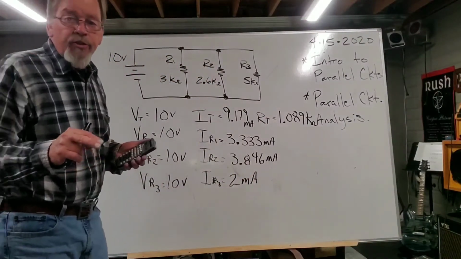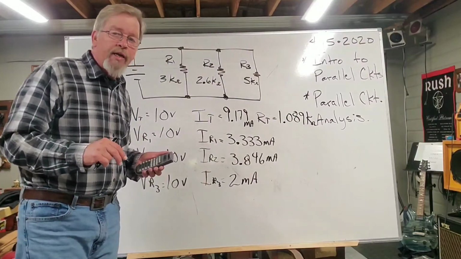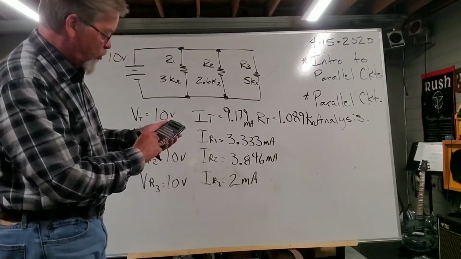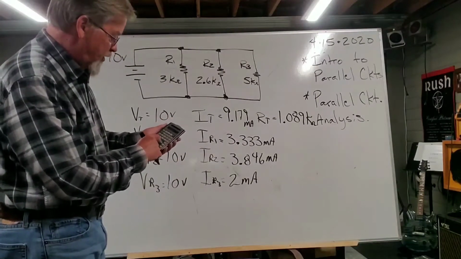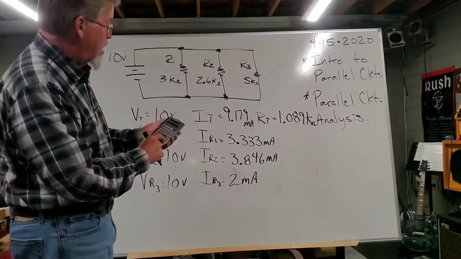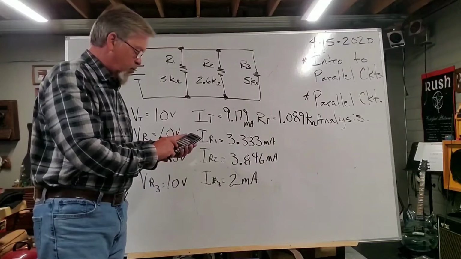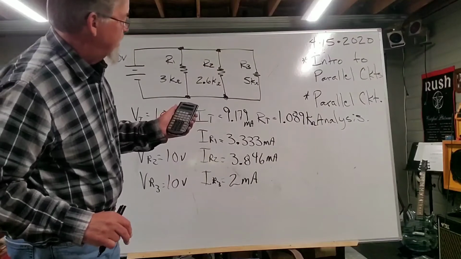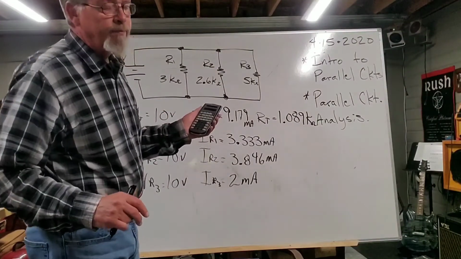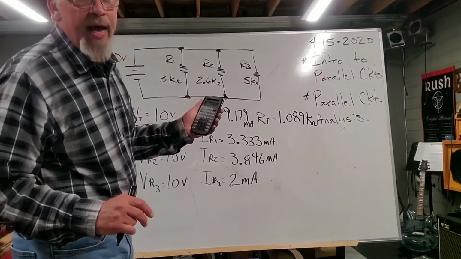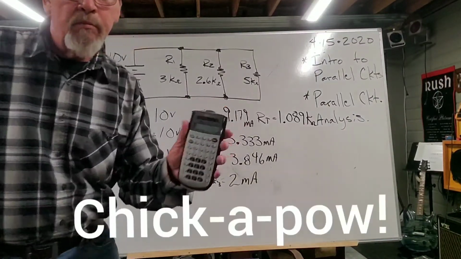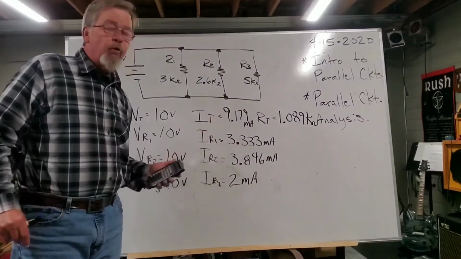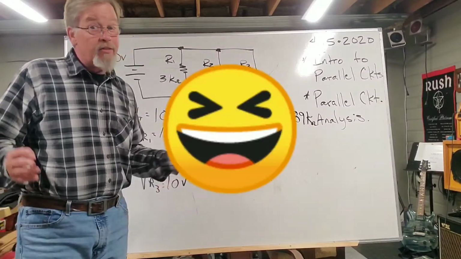Okay, now just to double check, make sure that we've done this correctly, I'm going to add up my current. So that's 2 milliamps plus the 3.846 EE negative 3 plus 3.333 EE negative 3 equals, and it gives me 9.179 milliamps. All right, so then we know that we've done the problem right. Okay, so it's as simple as that.